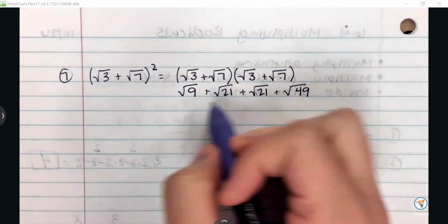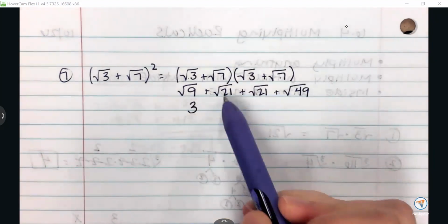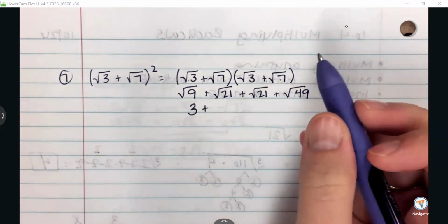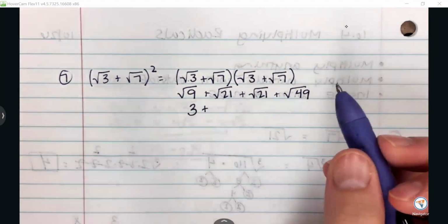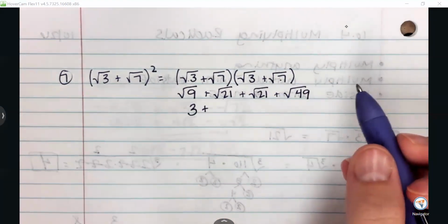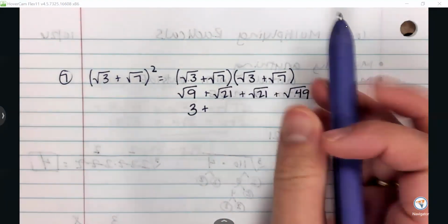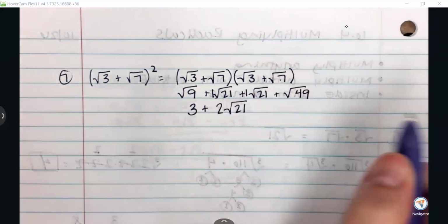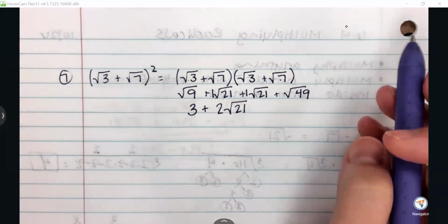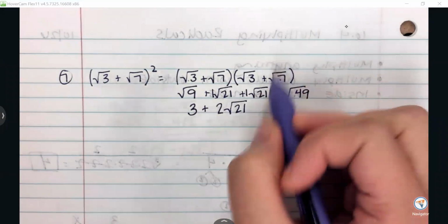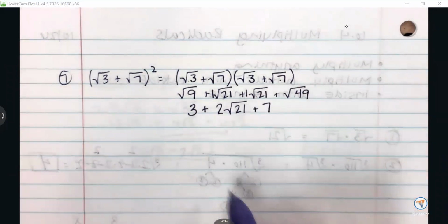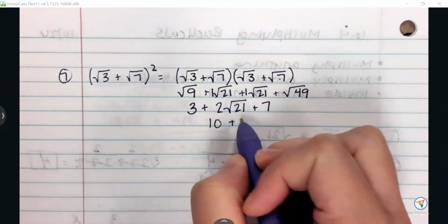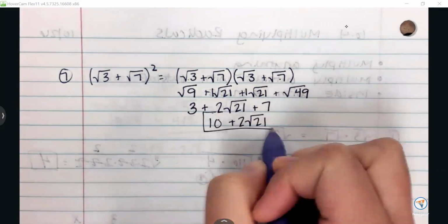What is the square root of 9? It is 3. What is square root 21 plus square root 21? It is not square root of 42. You can never add what's inside. The insides don't change. What's outside? So it's 1 plus 1, which would give me 2 square roots of 21. And then what is the square root of 49? 7, but I'm not done yet because then I can combine. So 3 plus 7 is 10 plus 2 square roots of 21.